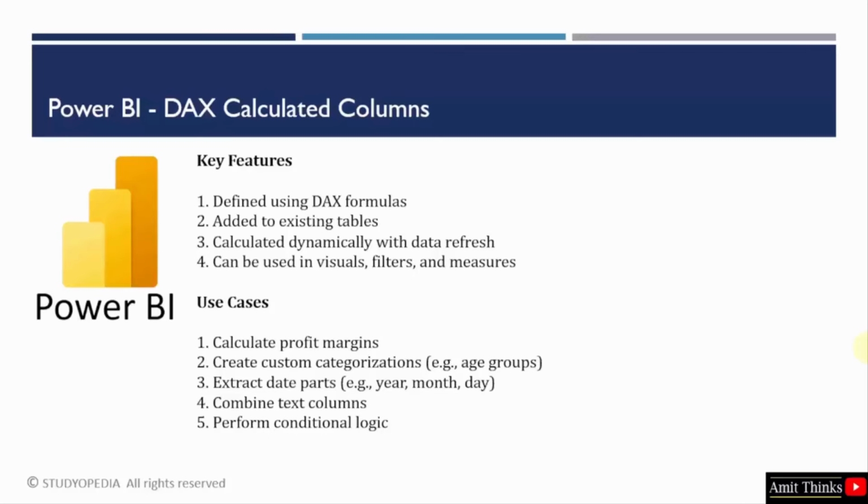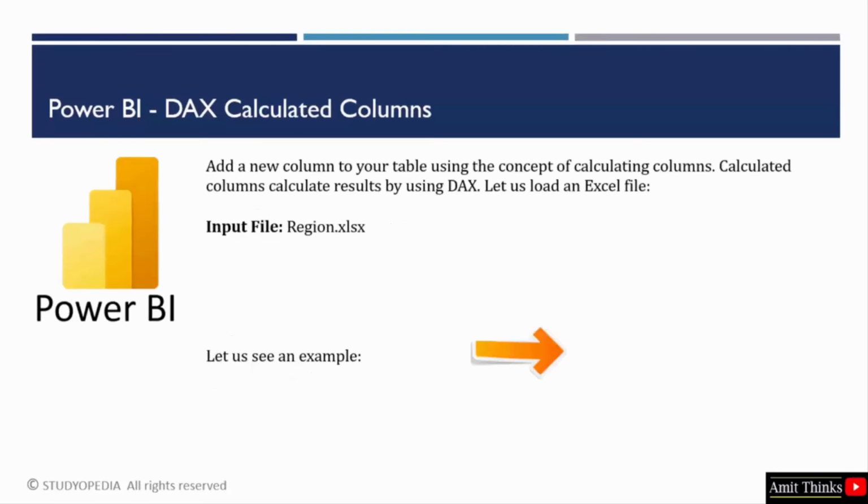The use case is you can calculate profit margins, extract the date parts. Let's say you want to extract year from a date. You can do it with calculated columns. You can also combine text columns and also create custom categorizations. Now we will see an example. Okay, we will use DAX to add a new column to a table with the calculated columns concept.